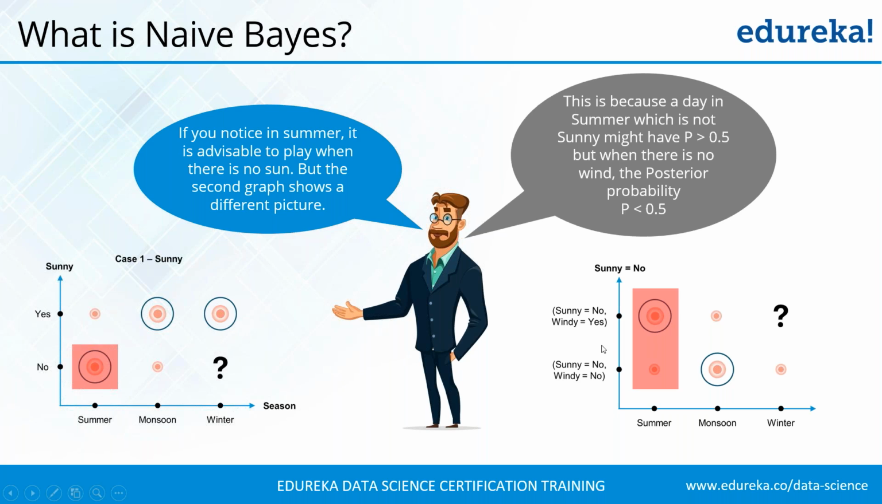But the moment there is one more piece of information added, like there is no sun and there is wind, the probability kind of slightly starts to change. It drifts in some different way. Like you can see here, there is no sun and the wind is present. The probabilities are quite high that the match will be played. So Naive Bayes tries to understand such interaction.